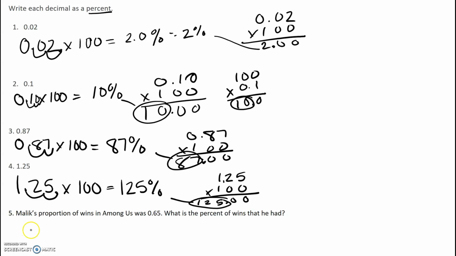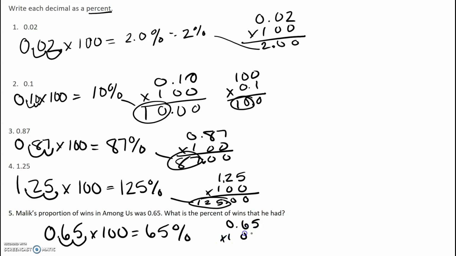And number 5, Malik's proportion of wins in Among Us was 0.65. What is the percent of wins that he had? So we're going to do 0.65 times 100. Move our decimal point 2. Gives us 65%. Double check our math. 0.65 times 100. 1 times 5 is 5. 1 times 6 is 6. 2 decimal places gives me 65.